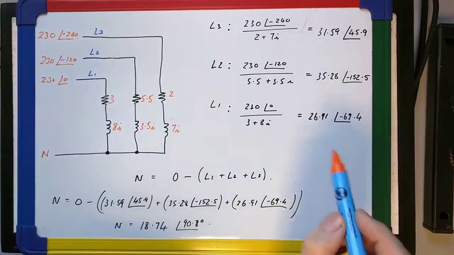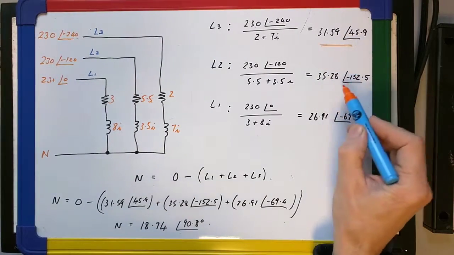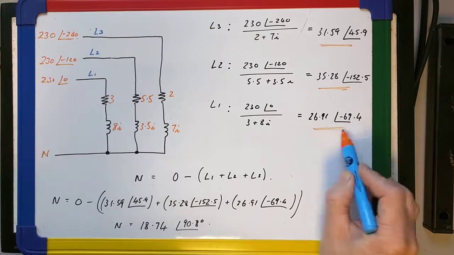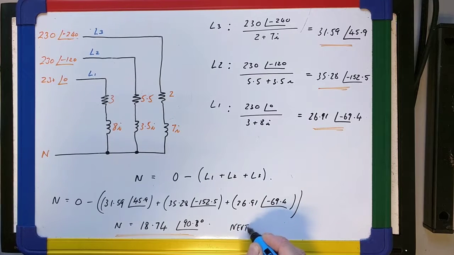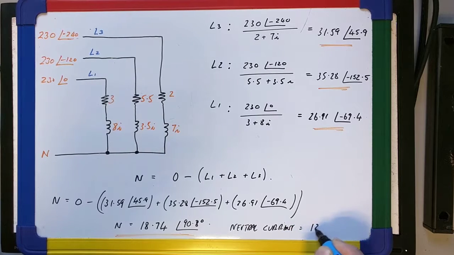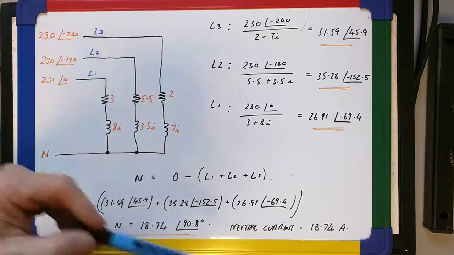We've been asked to calculate the current flowing in L3, which is this, L2, which is this, L1, which is this, and the neutral current, which is this. Task 2 done. As soon as you state that, and as soon as you put the correct units on it, so I would just finish off by saying neutral current equals 18.74 amps. So if you're able to follow that, you should be able to slot in your values from the appendix, work through, get your answer.